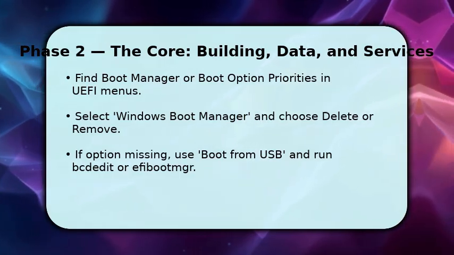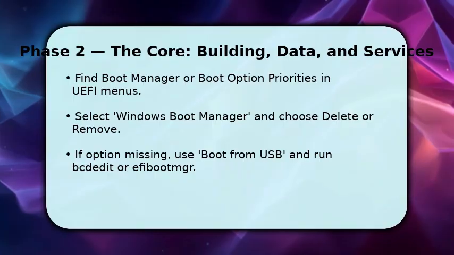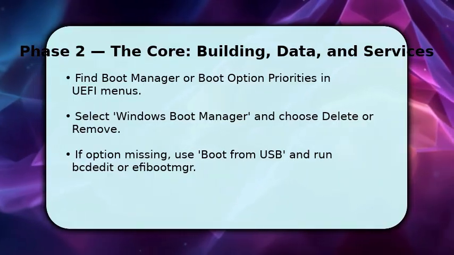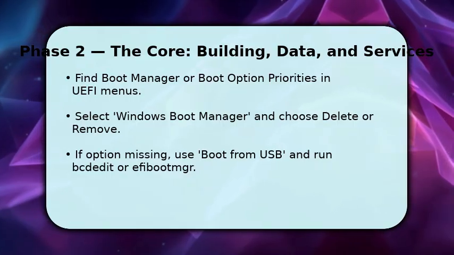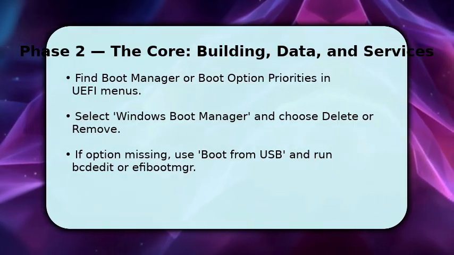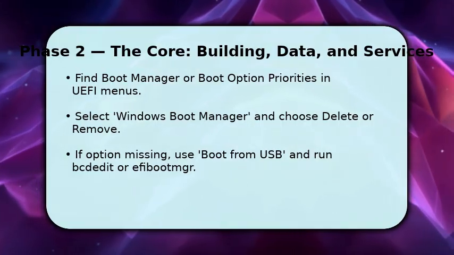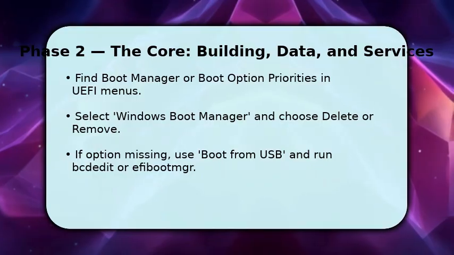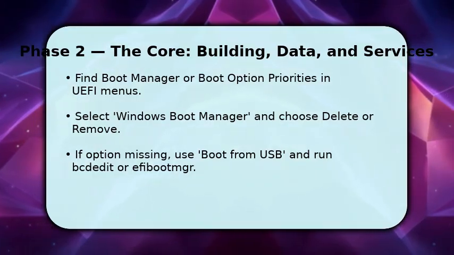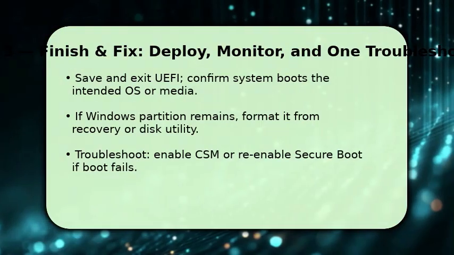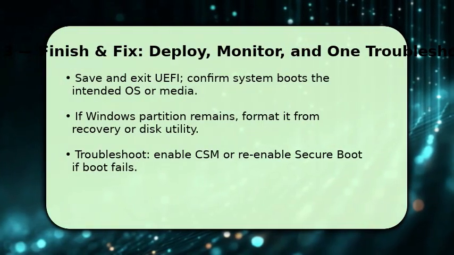If your firmware lacks a delete function, boot a Rescue USB and use efibootmgr on Linux or bcdedit from Windows Recovery to remove the Windows entry. This is why a bootable tool matters. Make sure to update the boot order so a valid boot device is first, and then save changes and reboot. Verify the system now boots the correct device or goes to your installer.